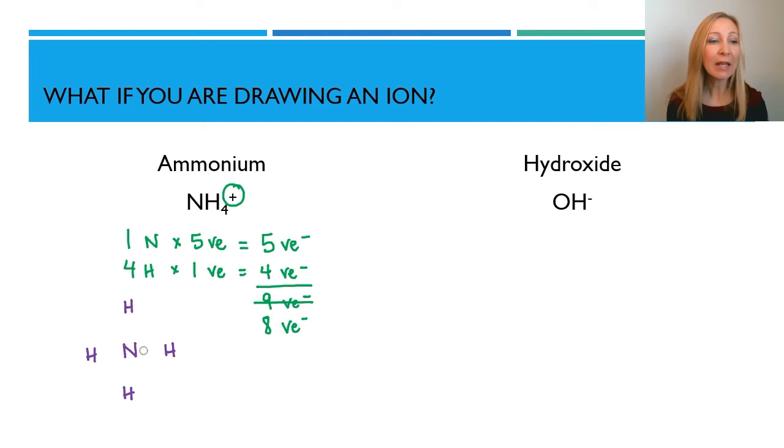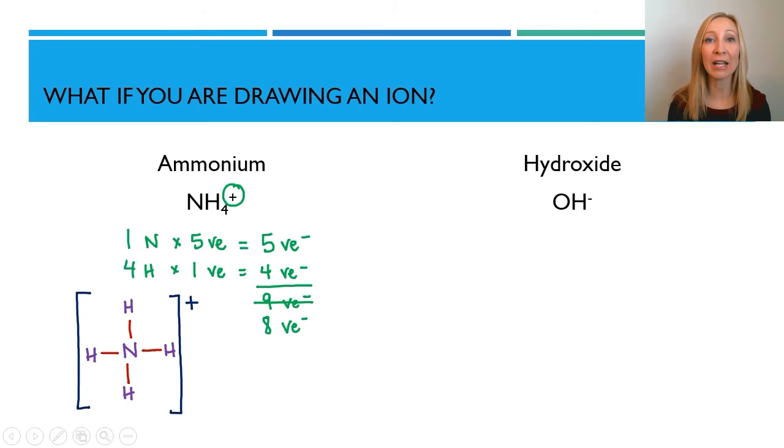Now, nitrogen is satisfied with the octet rule and the hydrogens are satisfied as well, so they have a complete outer shell. Everything in this molecule has a complete outer shell, and we've only represented 8 valence electrons, which is what we want. This whole ion has a positive 1 charge, so I need to put it in brackets and represent that with a positive charge. Why don't you pause the video and try to draw hydroxide on your own?